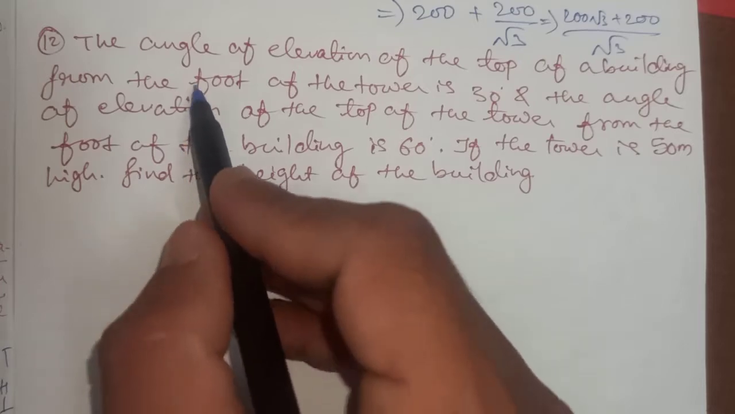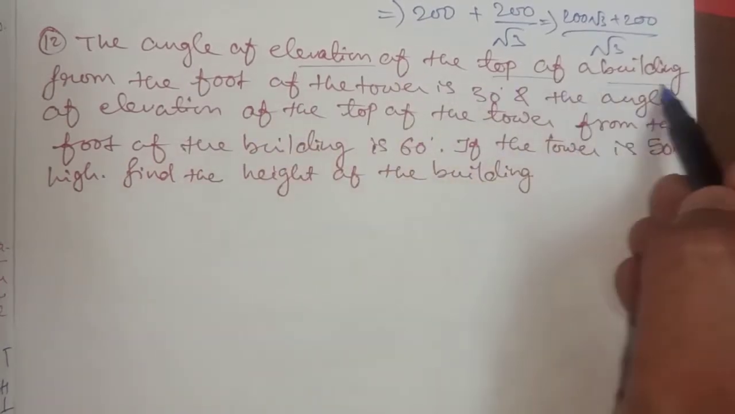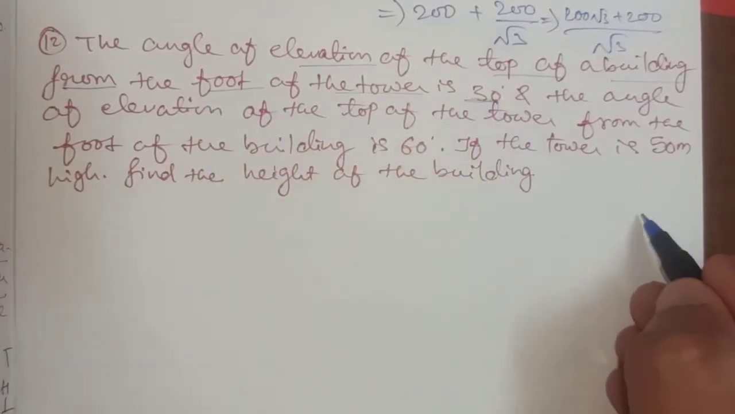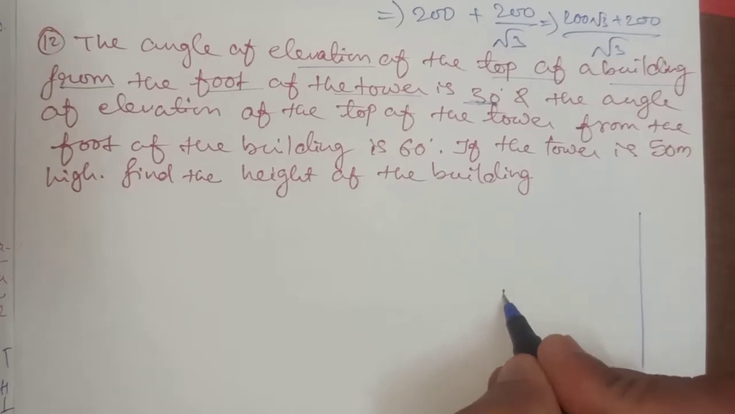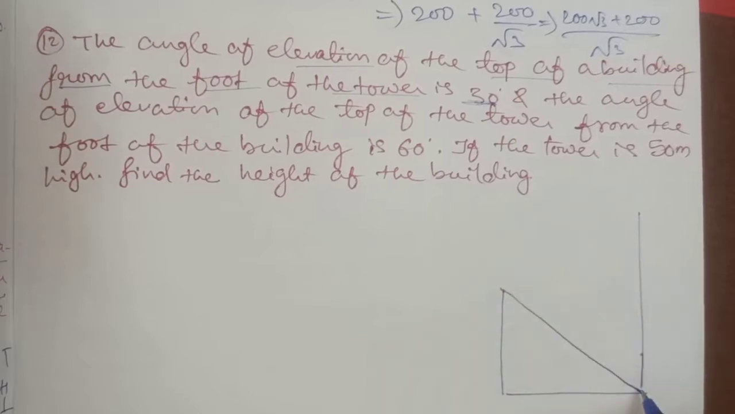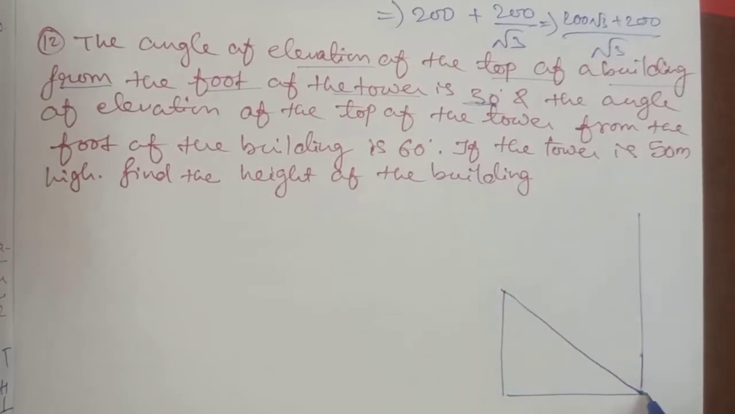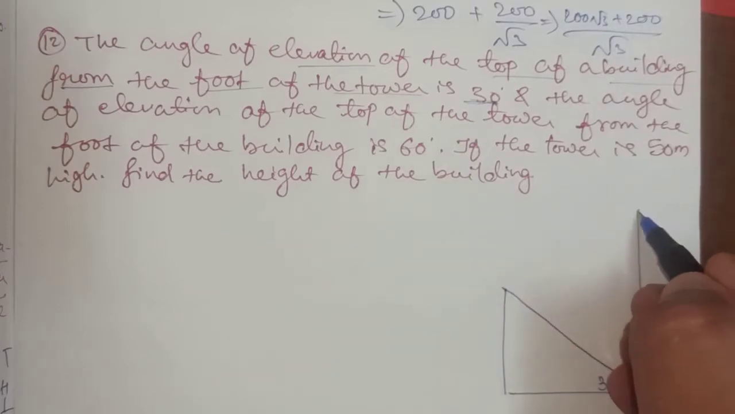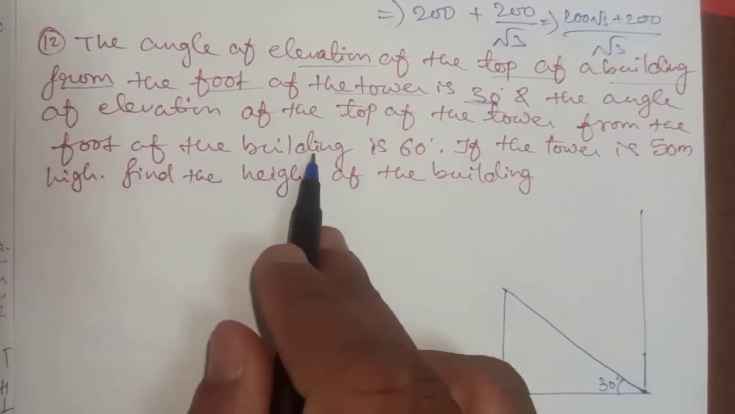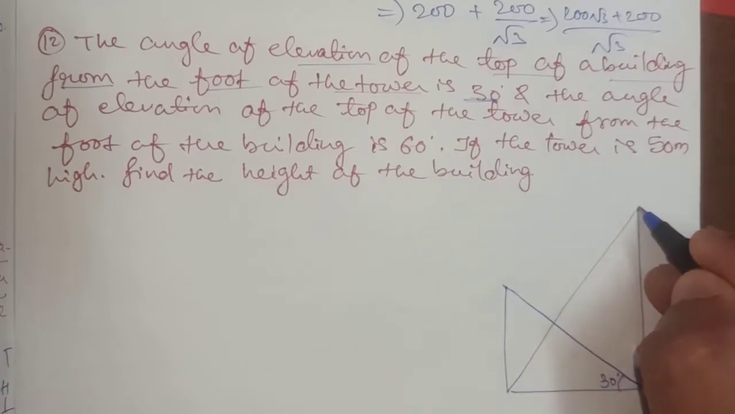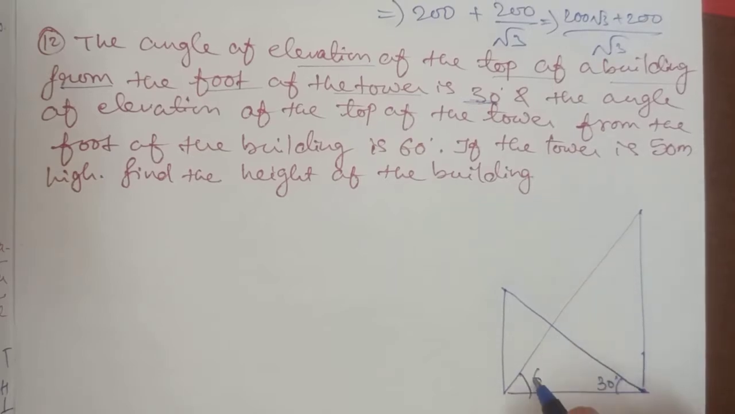In question number 12 it is given the angle of elevation of the top of a building from the foot of the tower is 30 degree. Okay, that means there is a tower and in front of it there is a building. The angle of elevation of the top of the building from the foot of the tower is 30 degree. And the angle of elevation of the top of the tower from the foot of the building is 60 degree.